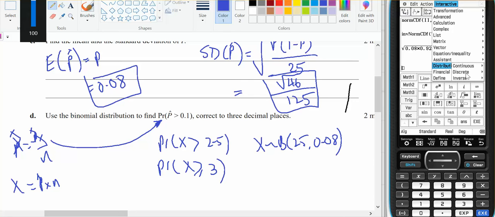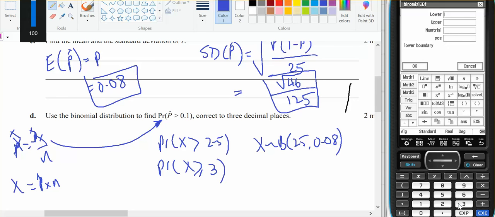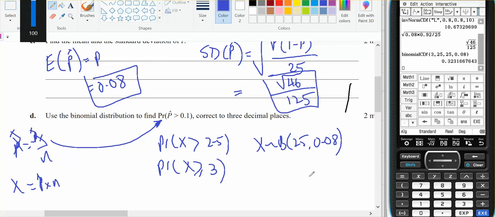Interactive, distribution, discrete, binomial CDF, we're going from 3 to 25, where n is 25 and the probability of success is 0.08. And that gives me 0.323166. To 3 decimal places, 0.323.